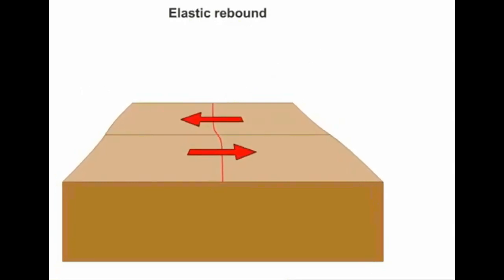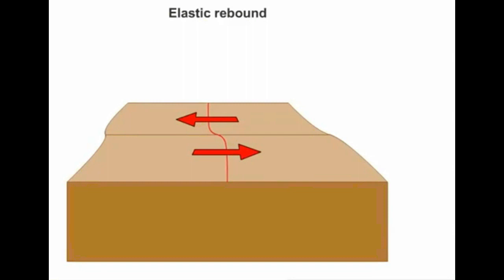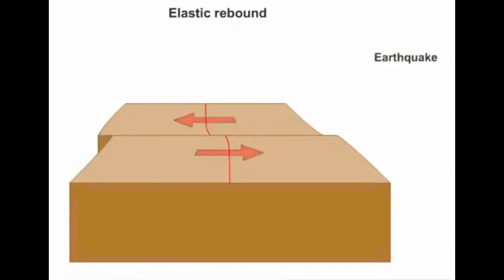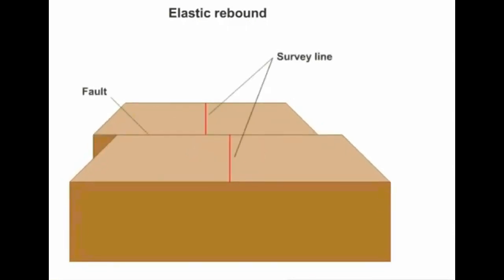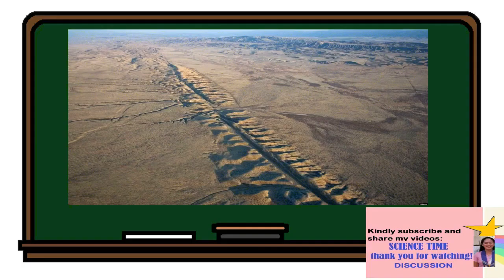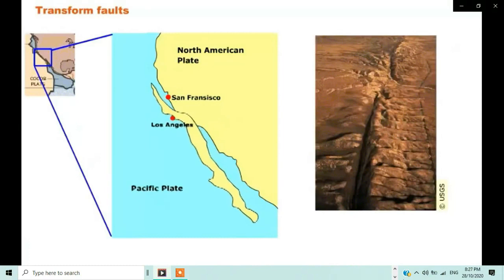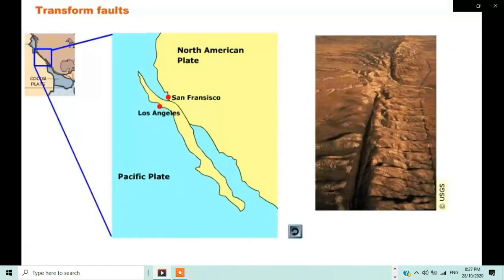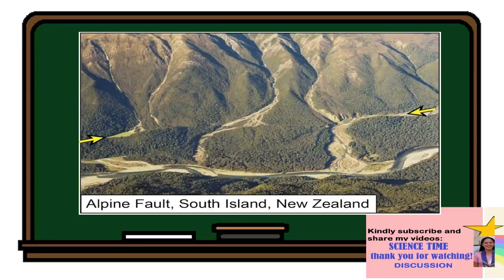A smaller number of transform faults cut continental lithosphere. The most famous example of this is again the San Andreas Fault Zone of western North America. The San Andreas connects a divergent boundary in the Gulf of California with the Cascadia Subduction Zone. Another example of a transform boundary on land is the Alpine Fault of New Zealand.